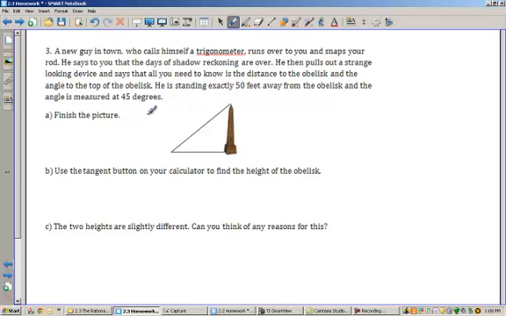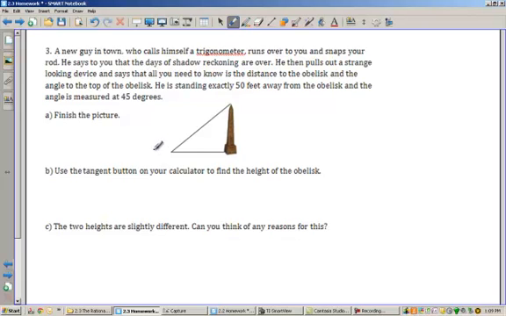The problem says, a new guy in town who calls himself a trigonometer runs over to you and snaps your rod. So you're the shadow reckoner, and here comes this trigonometer. He takes away your rod and snaps it, and says that the days of shadow reckoning are over. He then pulls out a strange-looking device and says that all you need to know is the distance to the obelisk and the angle to the top of the obelisk. He is standing exactly 50 feet away from the obelisk, and the angle is measured at 45 degrees.